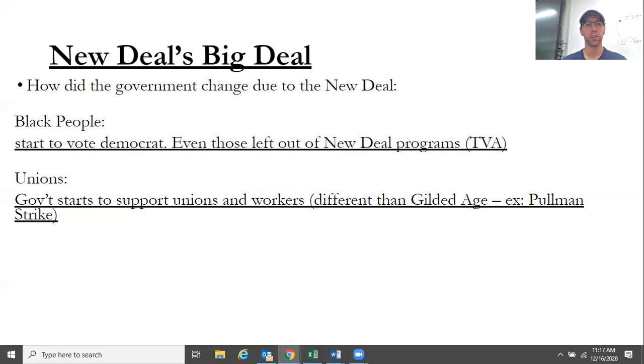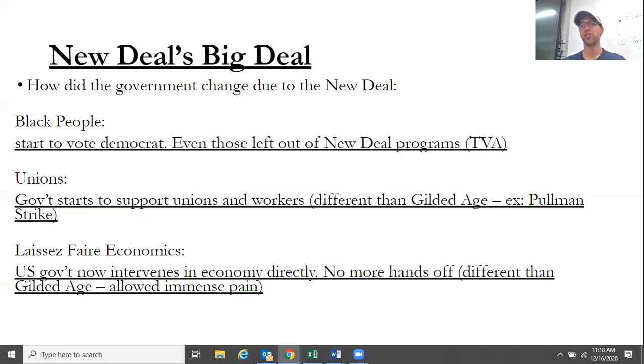They start to support workers way more. The Wagner Act allows for more unions to be created. This is very, very different than the Gilded Age. The Gilded Age was 1880 to 1900. We talked about the Pullman strike, which was this big industrial strike that the government actually shut down. They didn't even allow it to happen. Now the government is supporting unions. And that leads us overall to a change in how government and the economy works.